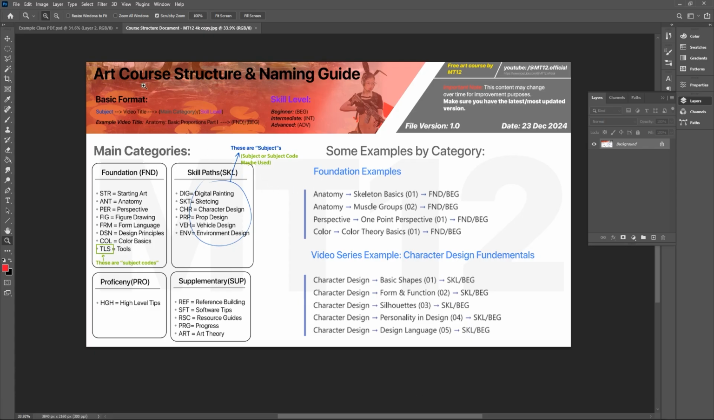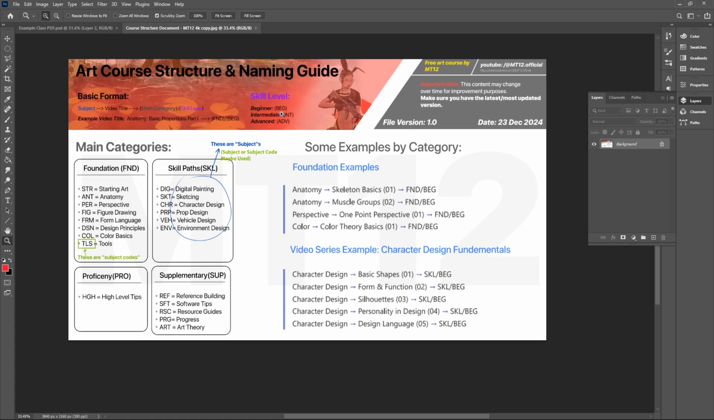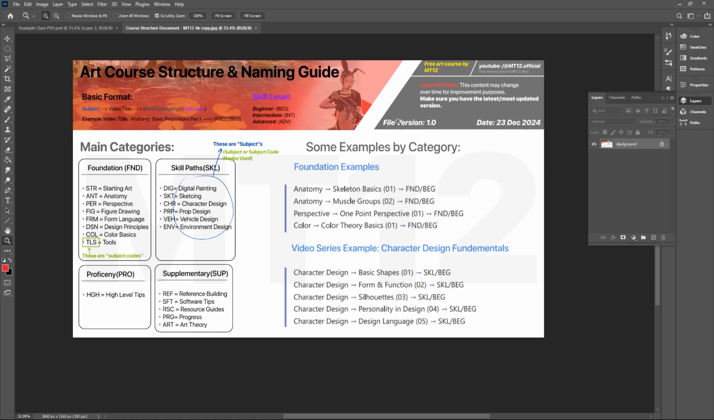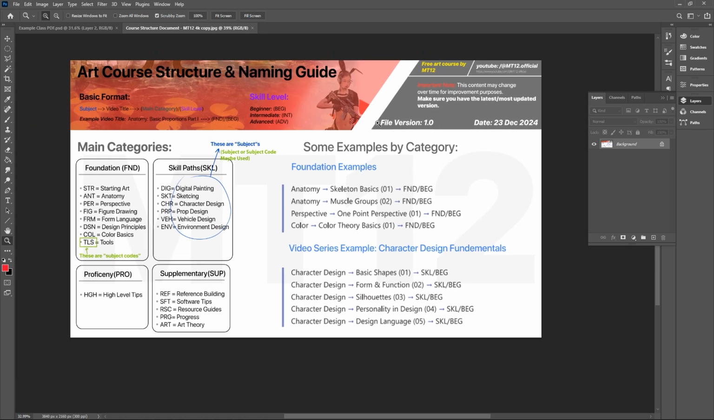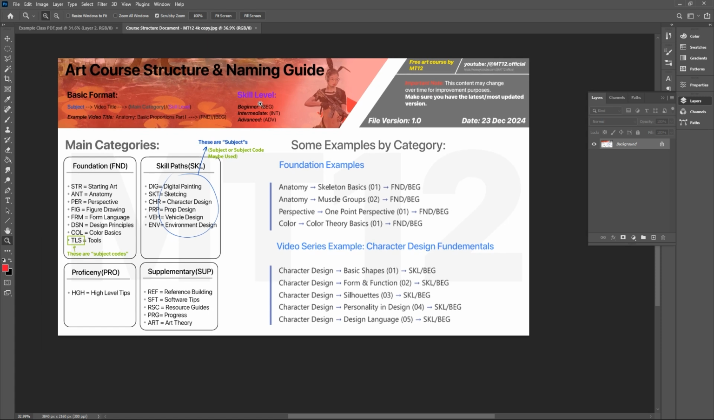So as you can see here, we have a structure and naming guide. I will be attaching this file to my video, under the description part. And with each file, you will see the newer versions. I will try to update the version if there are any changes on the art course structure and naming guide video, okay? So let's see what we have here.